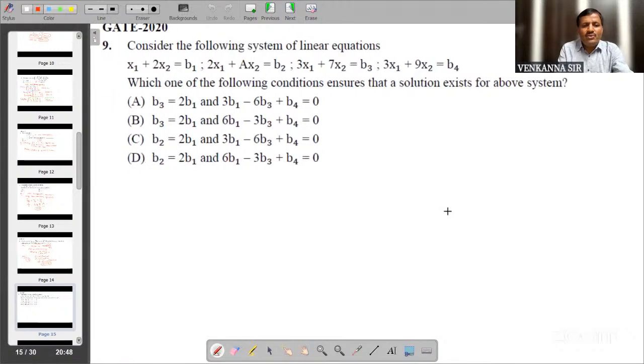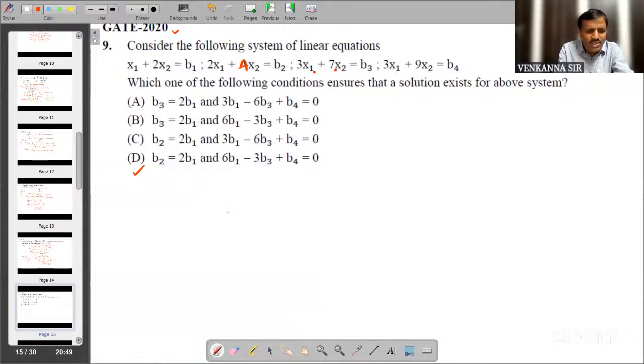This question you try: x1 plus 2x2 equal to b1, 2x1 plus 4x2 equal to b2, 3x1 plus 7x2 equal to b3, 3x1 plus 9x2 equal to b4. This is a 2020 question. Which one of the following conditions ensures that a solution exists for the above? You try this question. Check the D option once. Any confusions, I'll explain in the next class also.